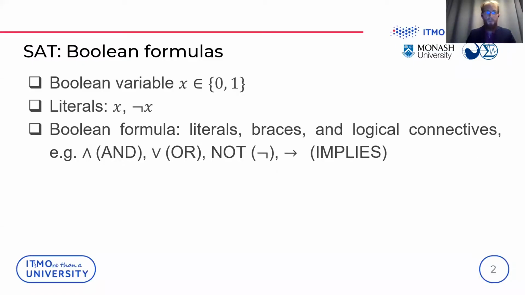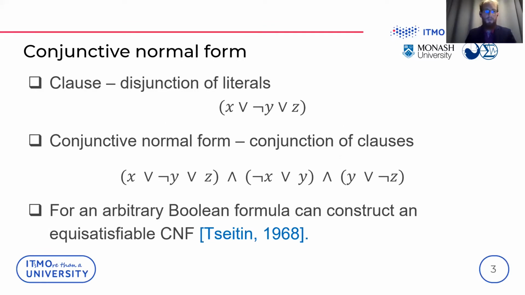In SAT, we deal with Boolean formulas, which are built of Boolean variables, which can have positive and negative literals, and the formula is built of literals, braces, and logical connectors. Most often, we deal with formulas in conjunctive normal form. These are made of clauses, which are in turn disjunctions of literals, and the conjunctive normal form of a formula is a conjunction of clauses.